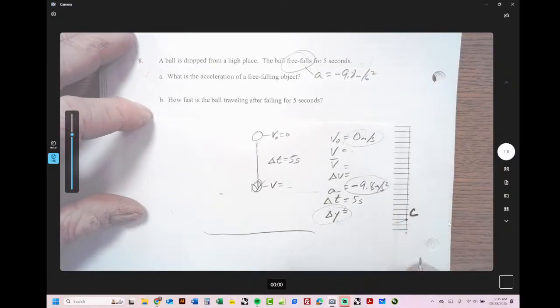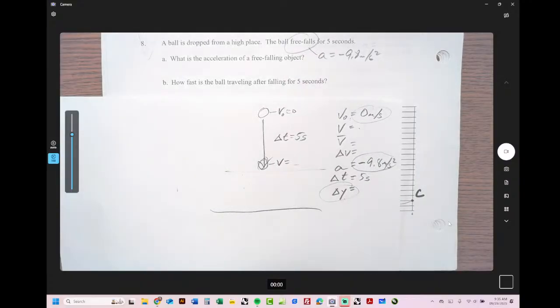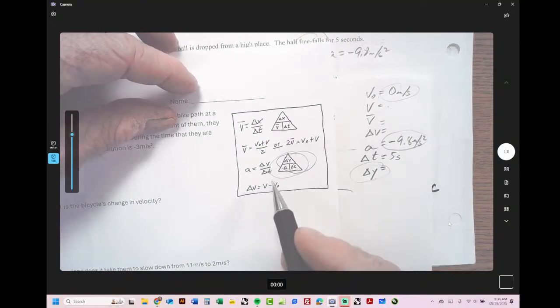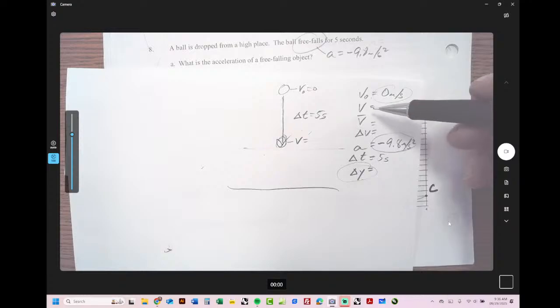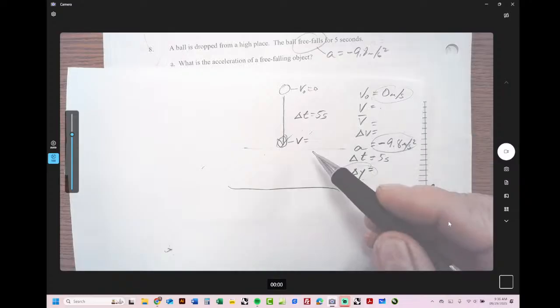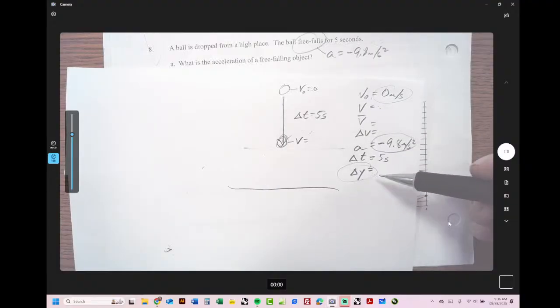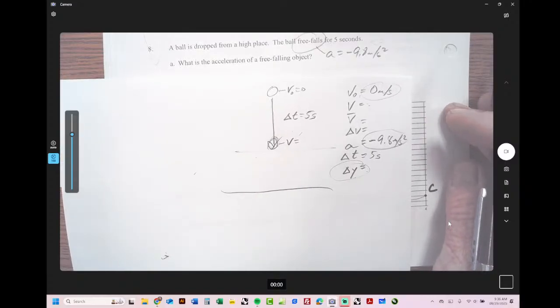What am I looking for finally? How fast is the ball traveling after 5 seconds? So just get out my formulas here and start thinking about things I can find. Let's talk about which one of these symbols would be that answer. We're looking for the speed when it gets to here. Are we looking for V, average V, delta V, or delta Y? Which one are we looking for? What's going to be the speed after 5 seconds? If we can't answer this question, we can't get it.